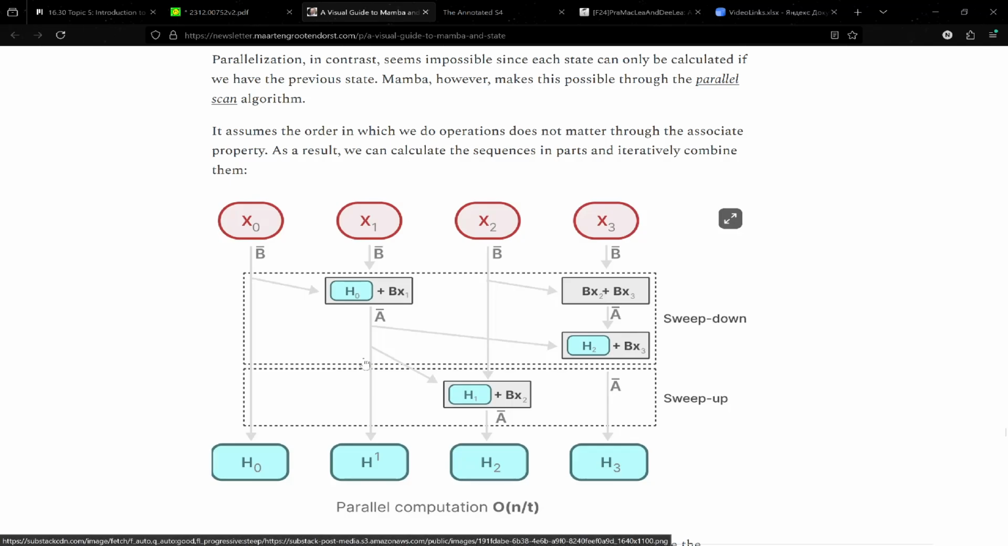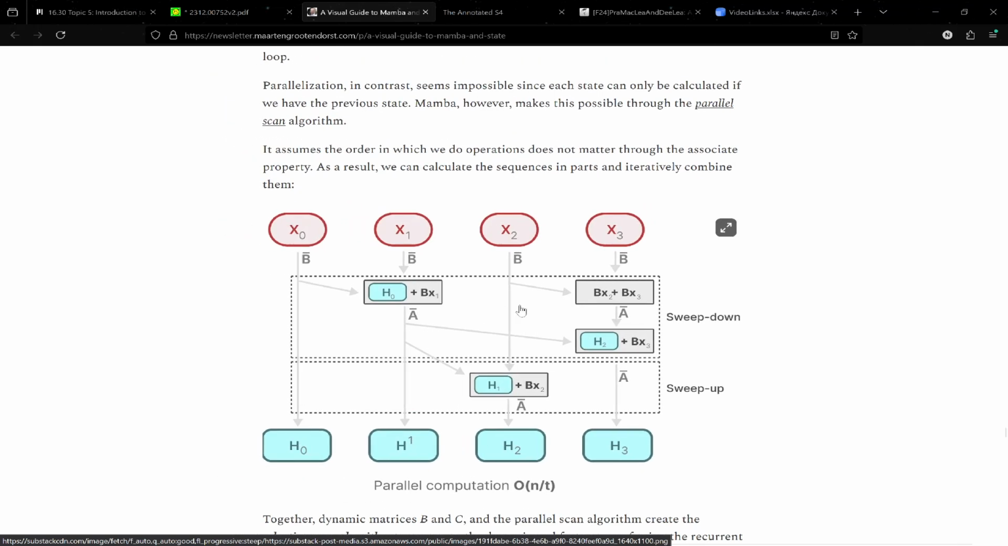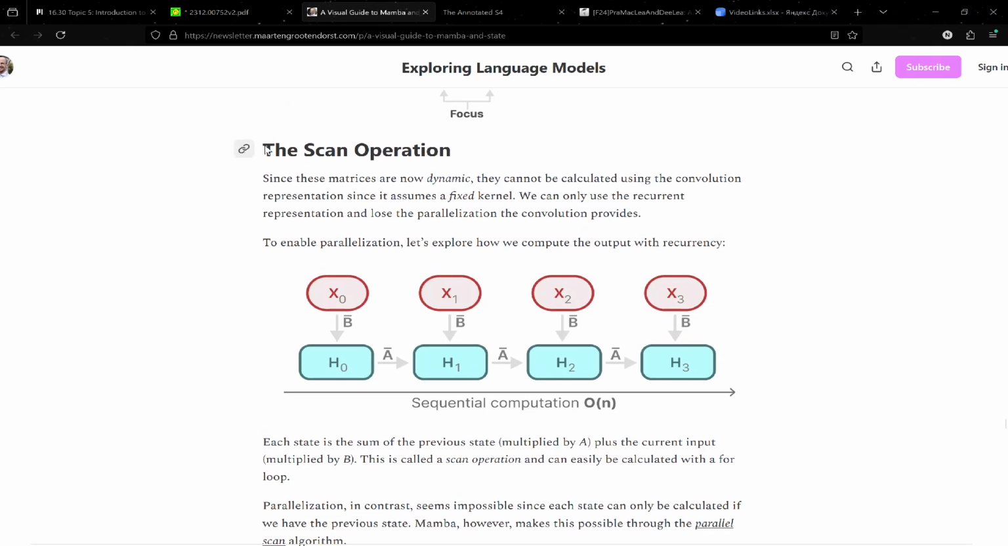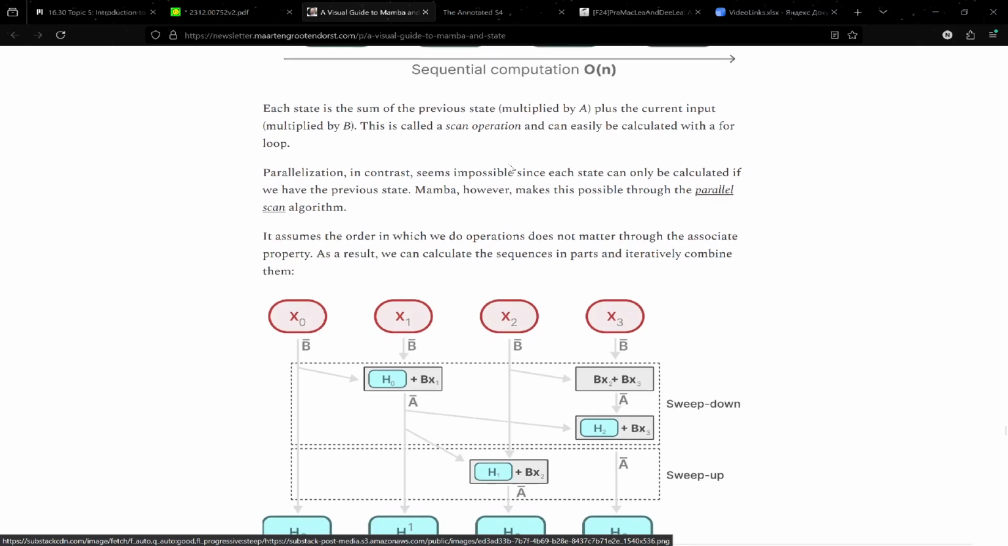So for calculating the x3 state, we need to calculate the sum of Bx2 and Bx3. But Bx2 accumulates the value of the states, and it is very similar to prefix sum. I don't know this thing very well, so I try to explain as much as I can.